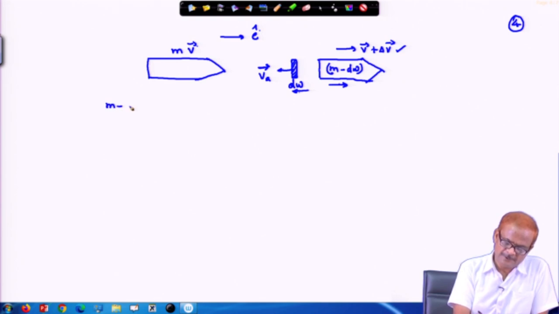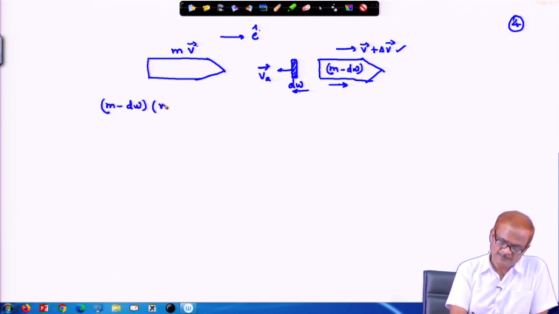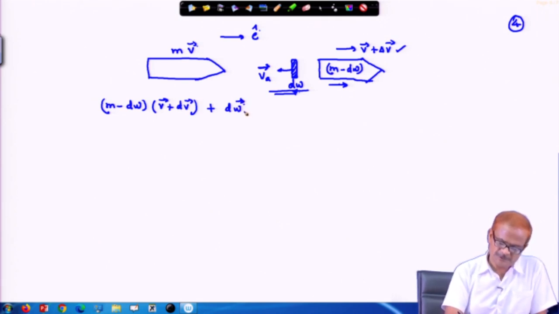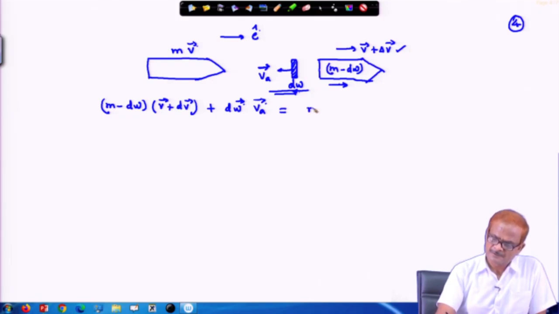So, we have m minus dw times v plus dv, and the momentum of this part. So, this is dw, and then the momentum of this has to be added. So, v absolute is given. So, v absolute of this dw is v a, and this must be equal to the initial momentum.